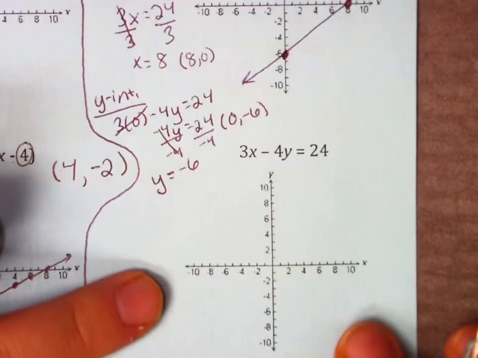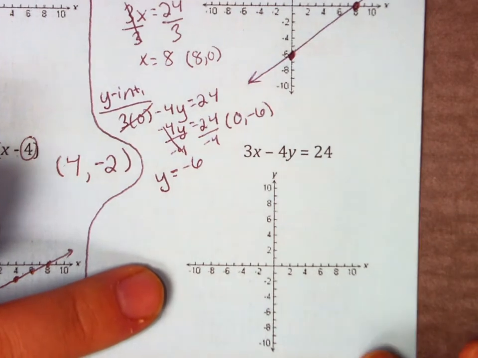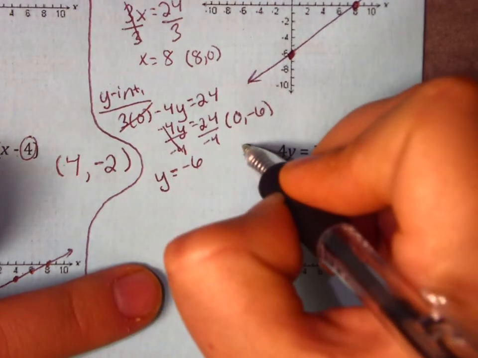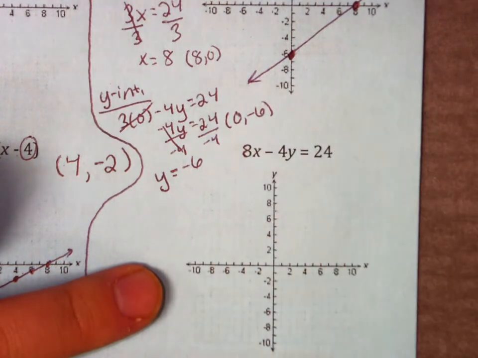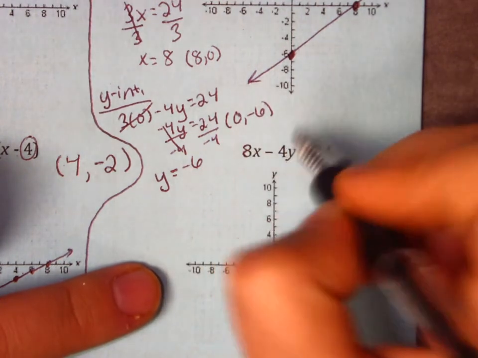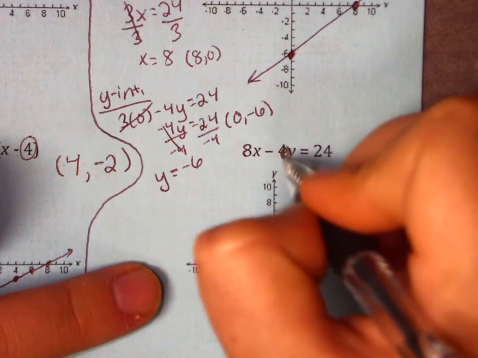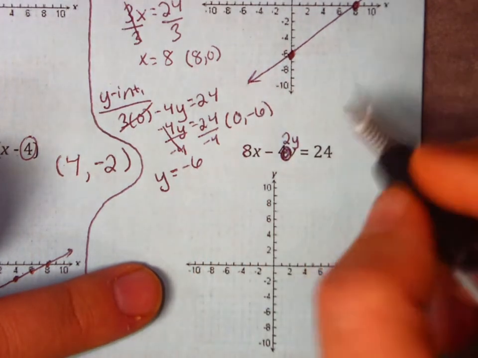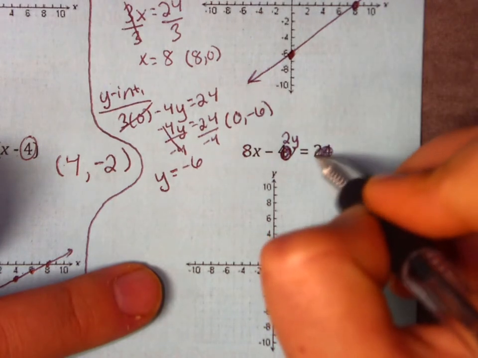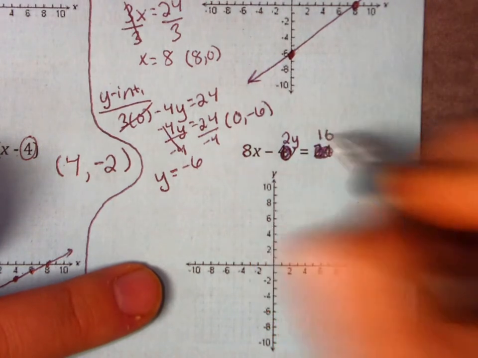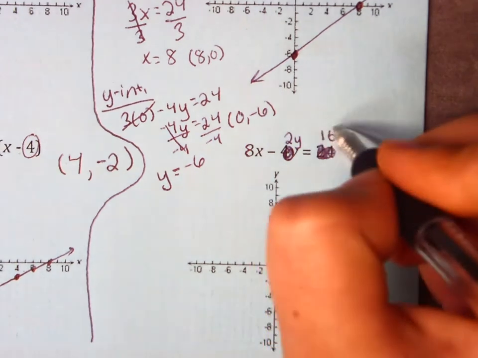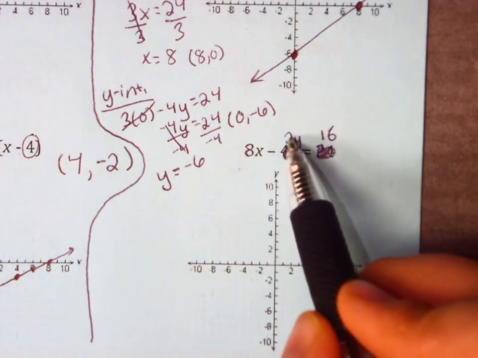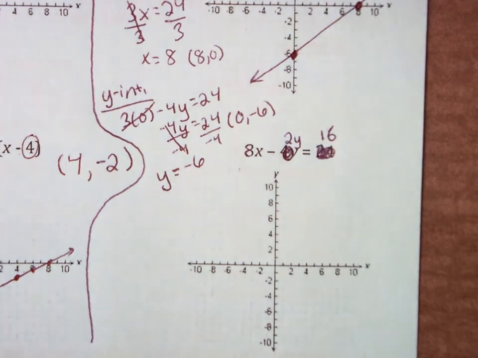This equation is actually the same because I forgot to change it when I made these notes. So we're going to change it right now. So we're going to make this an 8x, and we're going to make this a 2 minus 2y equals 16. So turn this equation into 8x minus 2y equals 16.